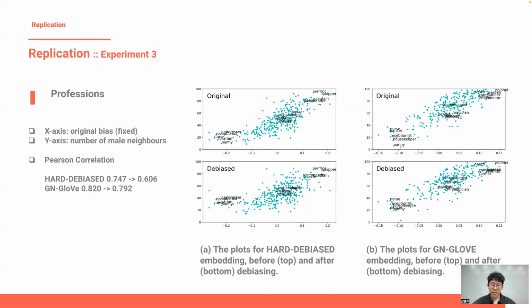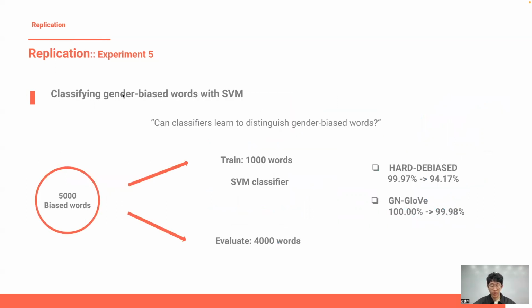The last experiment is SVM classification. We trained an SVM with the biased 1,000 words and tested with 4,000 words. The accuracy is not exactly the same as the paper because of the random division of the test and training set. However, we can reach the same conclusion that SVM can classify the biased words even after applying mitigation methods on word embeddings. As the paper pointed out, mitigation methods managed to reduce the direct bias, but not the indirect bias. Also, through the replication, we can reproduce the same conclusion as this paper.